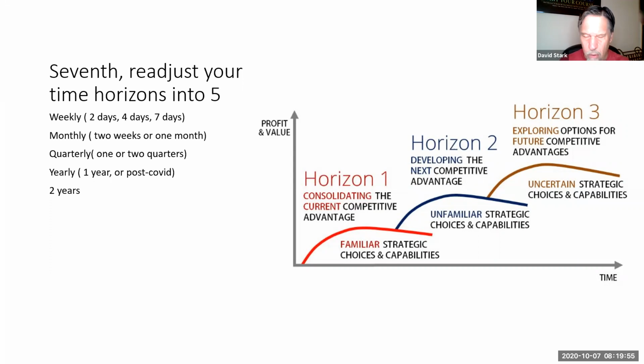So this is what this quarter has been. What's the fourth quarter going to be? And finally, yearly and post-COVID, and then every 2 years. And the best way to think about that is just look at the graph, which is, how can I consolidate the current competitive advantage? In other words, how can I take advantage of what I've already got? These are choices we've done, capabilities we've already built. That's the weekly, kind of monthly processes.